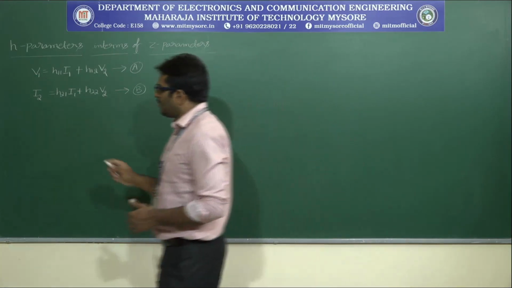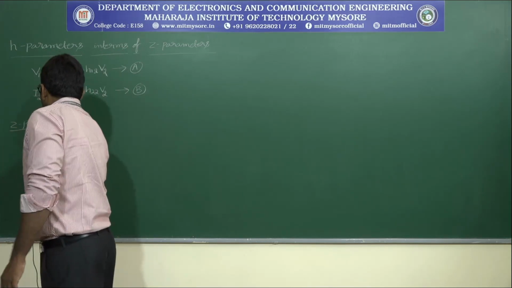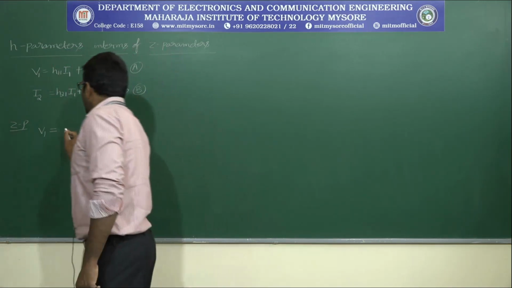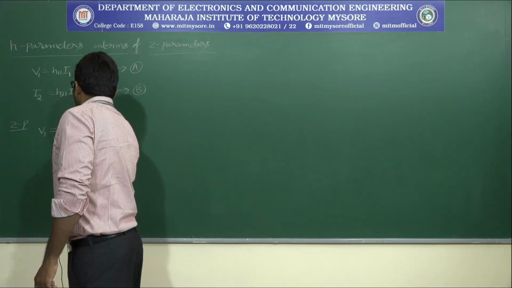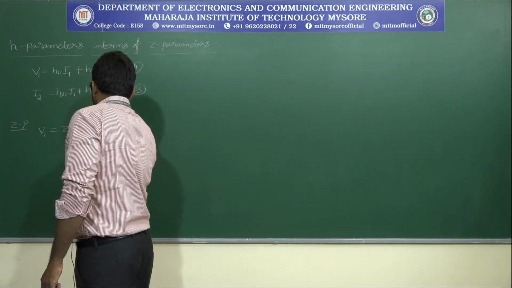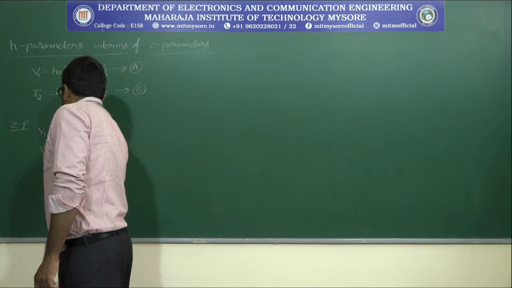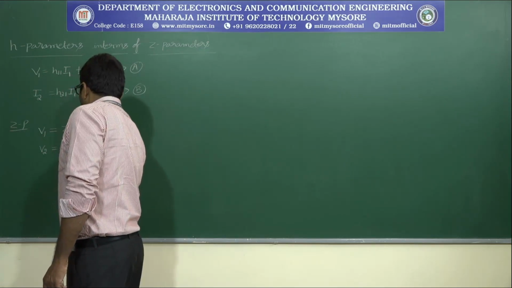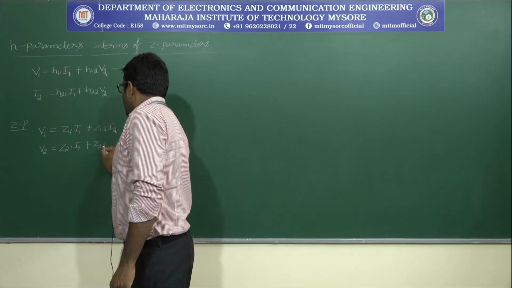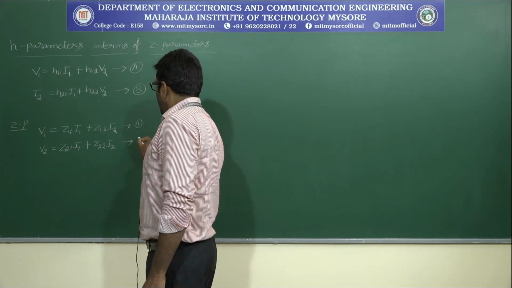Now, let me write the Z parameter equations. Z parameter equations: V1 and V2 are dependent variables, right? So, V1 is equal to Z11 I1 plus Z12 I2. Okay. Second one, V2 is equal to Z21 I1 plus Z22 I2. Call these equation 1 and equation 2.